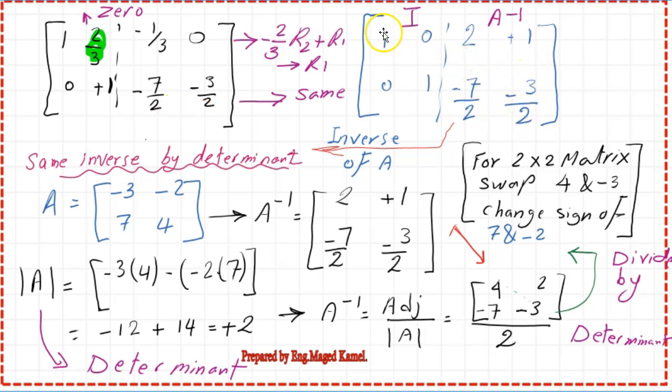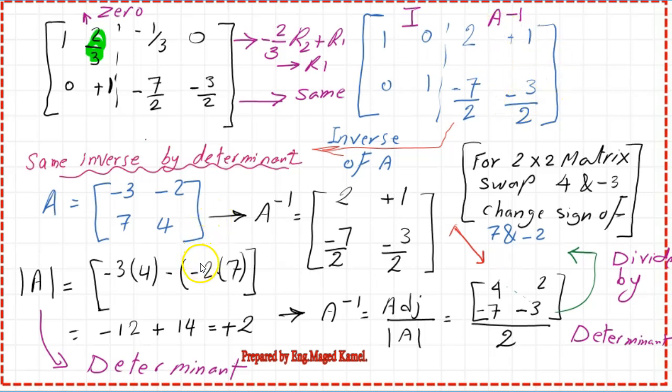What happened then? We have obtained the identity matrix on the left side. Accordingly, due to using this augmented method, we will have at the right side the inverse of matrix A, which we are looking for. This is the inverse matrix.